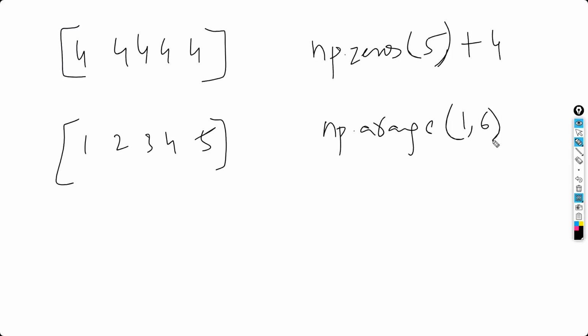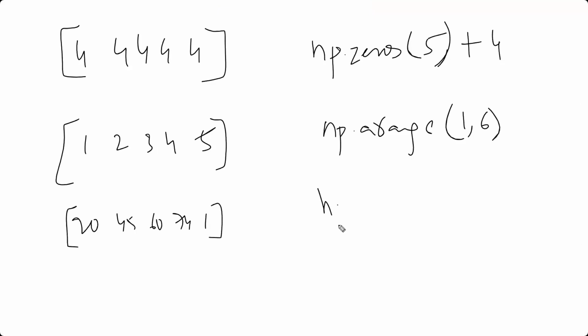Sir, I want to take some numbers randomly. 20, 45, 60, 74, 1. Some numbers randomly. Then what do you have to use? np.random.randint, 1 to 100 with 5 values.